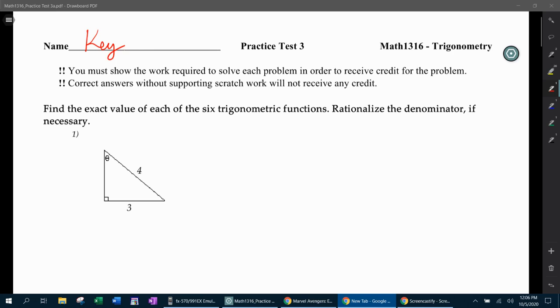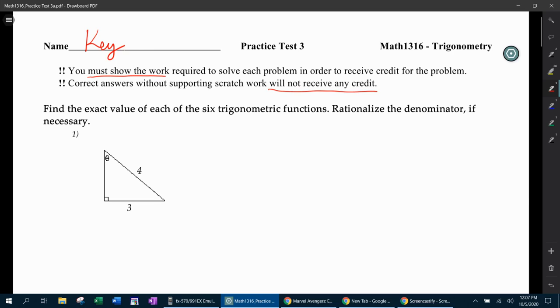Notice it says you must show your work. Any work that's required to solve a problem, you need to show that in order to receive credit. Correct answers without supporting scratch work will not receive any credit. So you're going to have to show your work if you want to get credit.